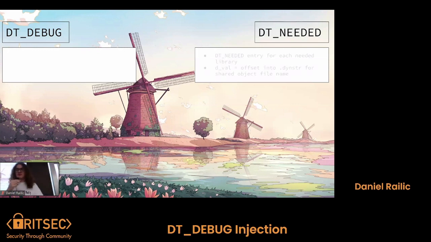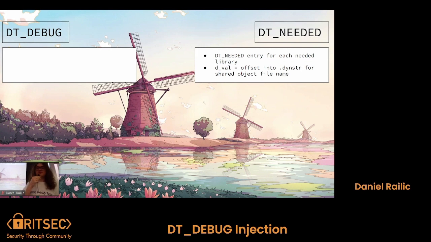Starting with DT_NEEDED. There's a DT_NEEDED entry for each library a file needs to include, all right? It pretty much just says, hey, you also need this file in order for this executable to run. So it's pretty handy, keep that in mind. The value for DT_NEEDED tags is the offset into the dynamic string table, which is just a table of strings, for the name of the shared object that is getting imported. So that's DT_NEEDED. It's pretty important, pretty cool, does a lot of stuff.